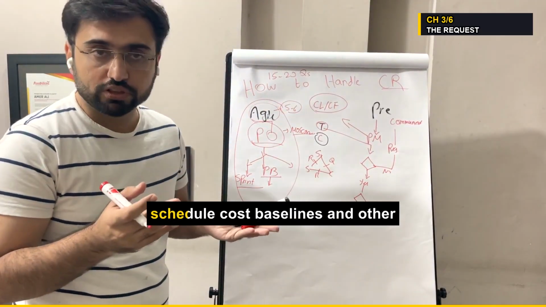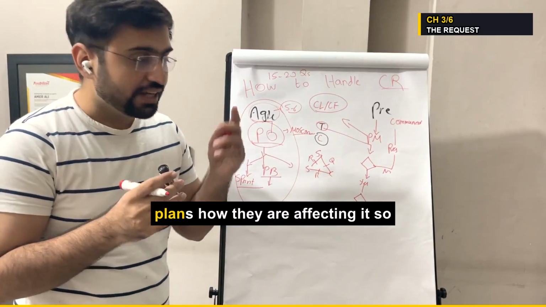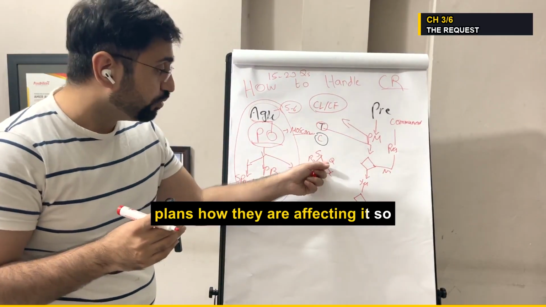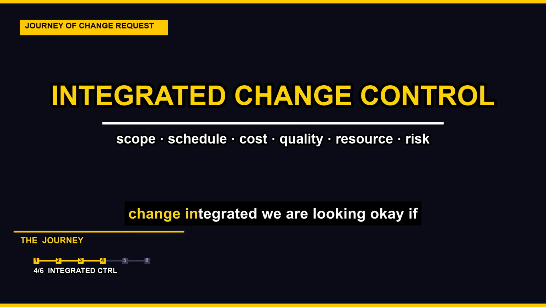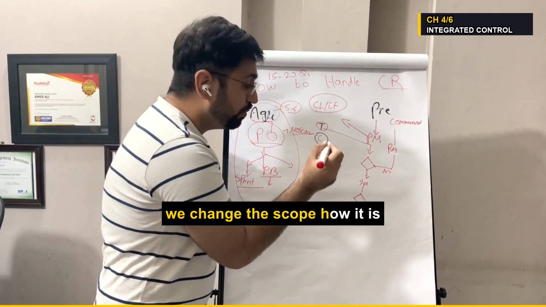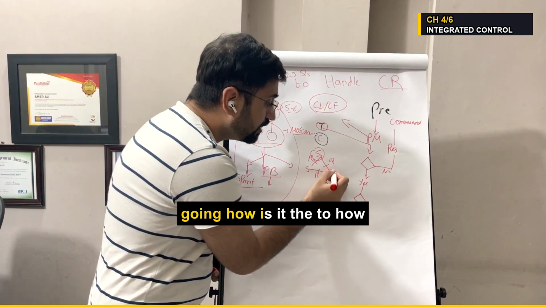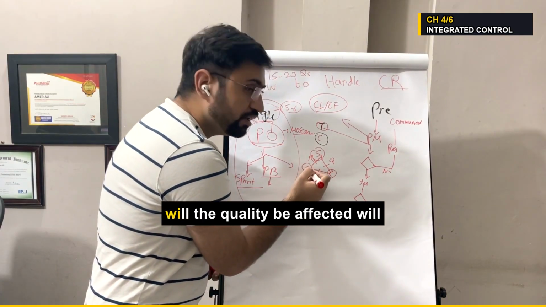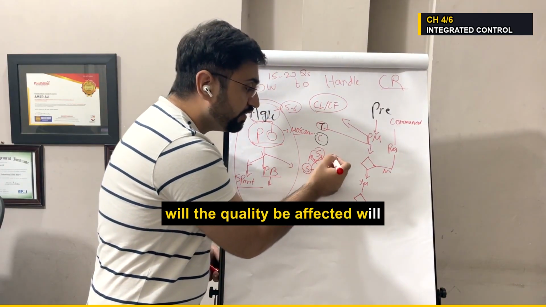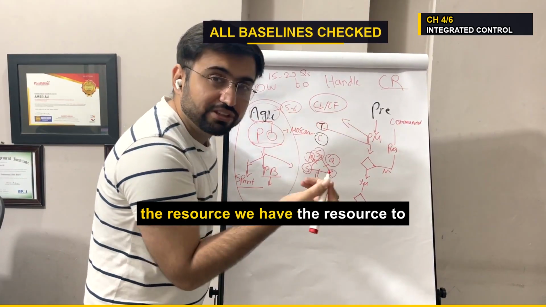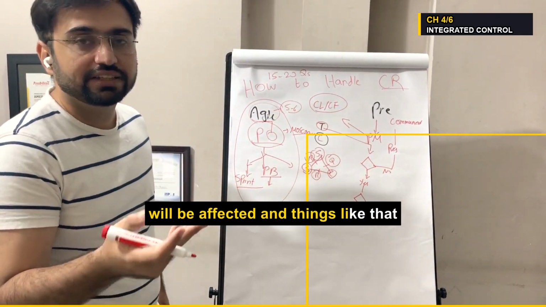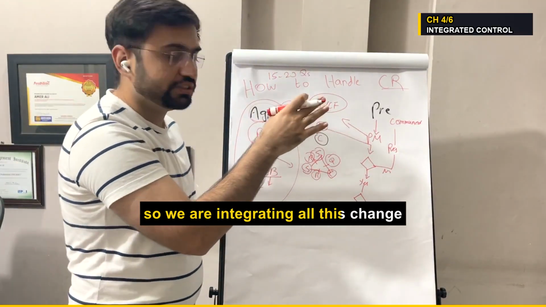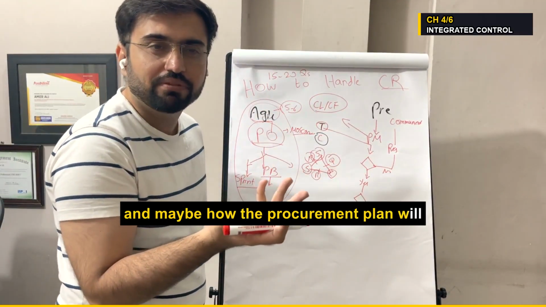Basically, scope, schedule, cost, baselines, and other plans, how they are affecting it. This process is called integrated change control. We are looking, okay, if we change the scope, how is it going to affect the cost, how is it going to affect the schedule? Will the quality be affected? Do we have the resources to work on it? Will the risk be affected, and things like that? So we are integrating all this change, and maybe how the procurement plan will be affected.